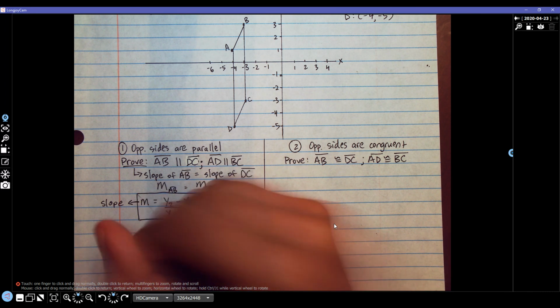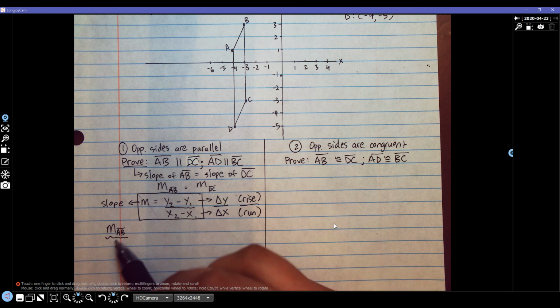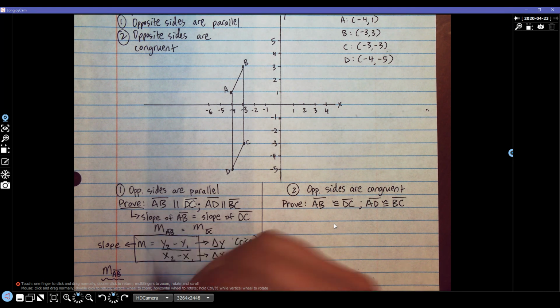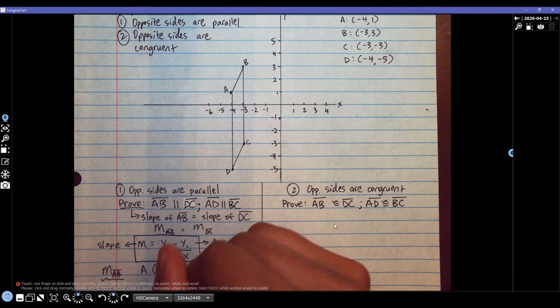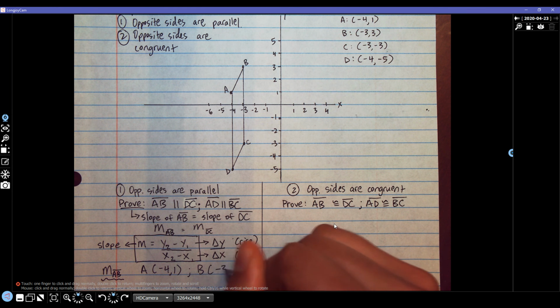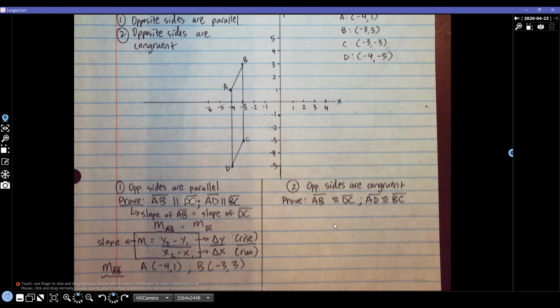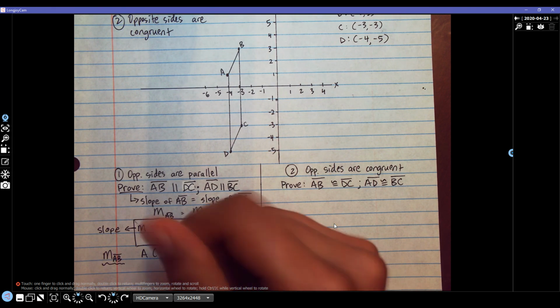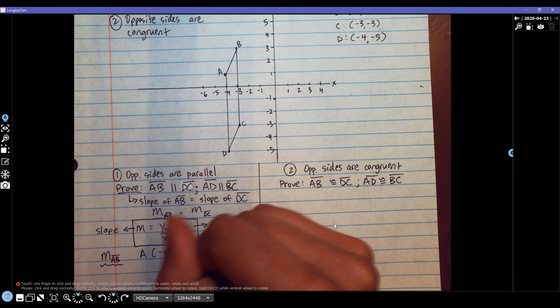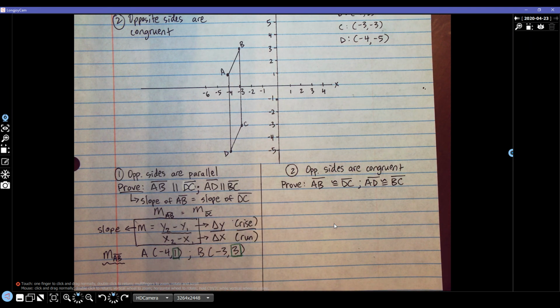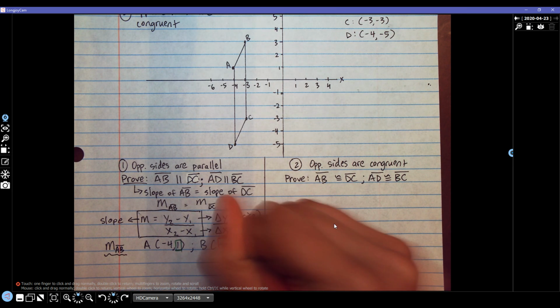Okay, so to do that, we need to know my coordinate pairs for A and B. So if you look up at my figure, we see that A is at -4, 1, and then B is at -3, 3. So I am going to underline my y coordinates here in green. I'll actually box it. And then let me underline my x coordinates in red.